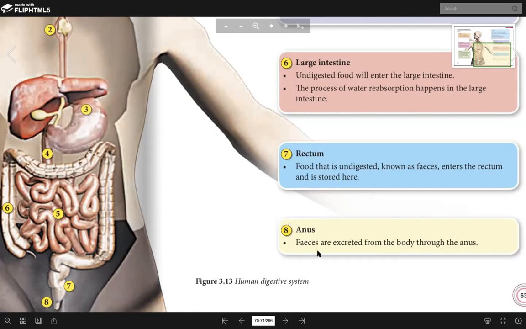Then anus, feces are excreted from the body through the anus. Anus ni dalam bahasa mudahnya adalah lubang punggung lah. Kita punya anus.